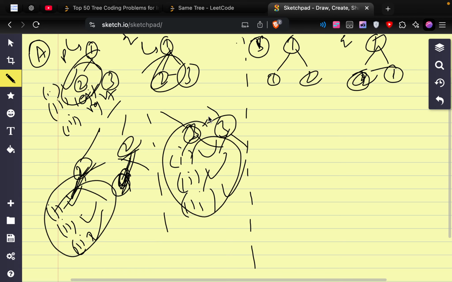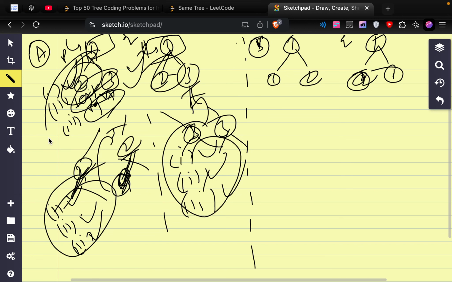So this signals a true, and this signals a true. And since the root was already equal, and this is already met, the left gives us true, the right gives us true, and hence the trees are identical simply.